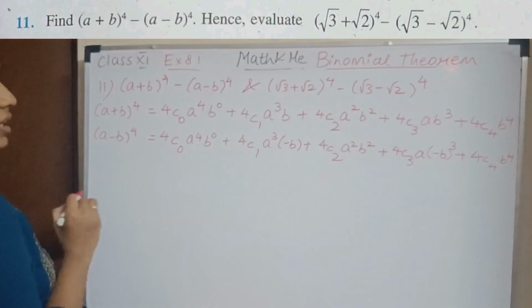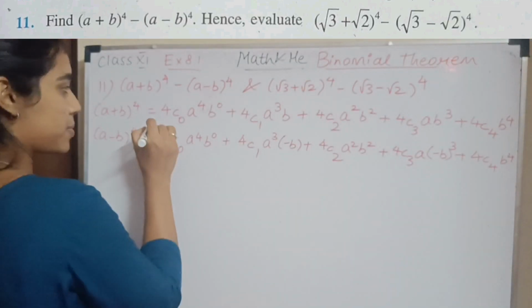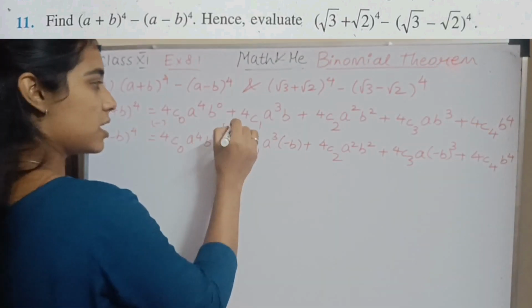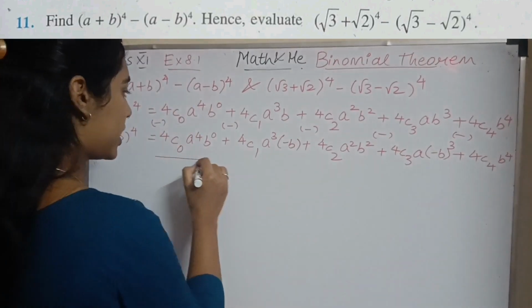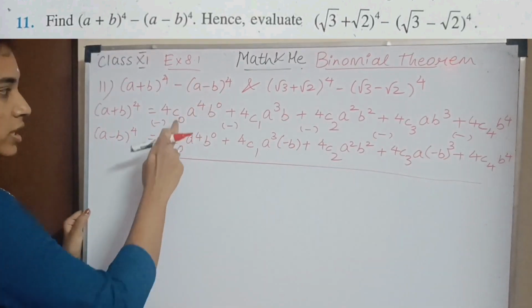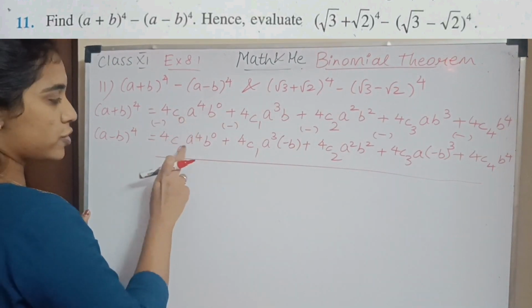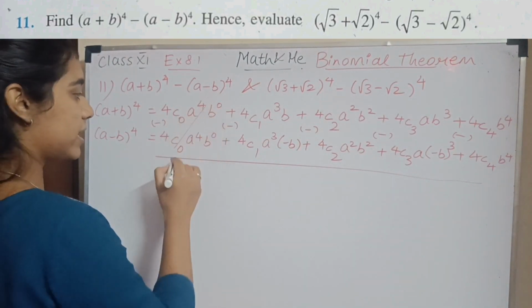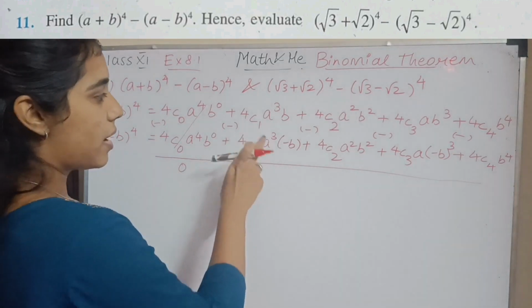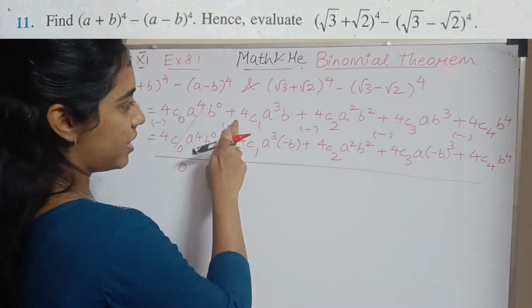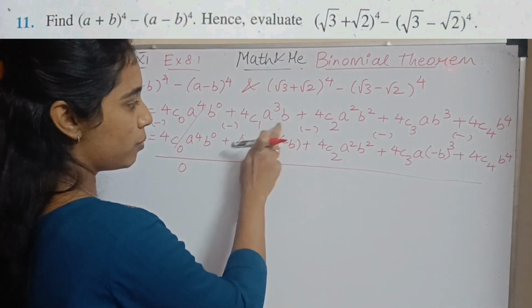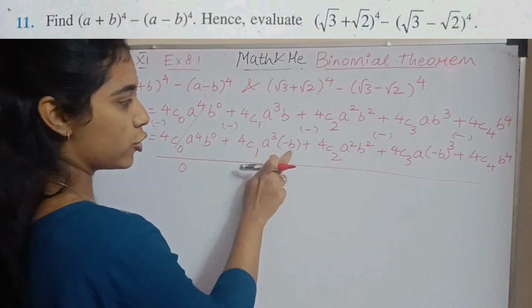So what is given? A minus is given. So I am just going to subtract everything. So here minus, minus, minus, minus, minus. So what will I have? I have 4c0 a power 4, 4c0 a power 4. So this will get cancelled. I have minus b here. So minus into minus will become plus. So I have 4c1 a cube b plus 4c1 a cube b.